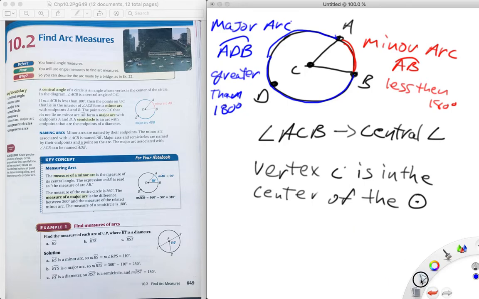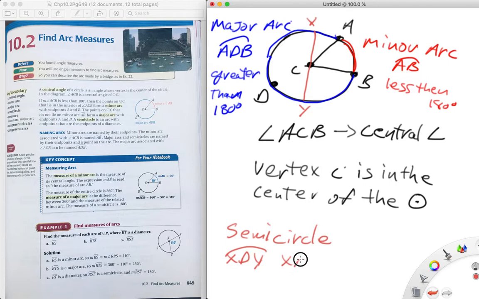Now, if we had another line that went straight down like so, let's call it X and Y, that would be the semicircle, the arc XY. It could be called XDY going from the left, or XBY or XAY. There's a lot of ways to call it. But it's a semicircle because it's exactly 180 degrees.